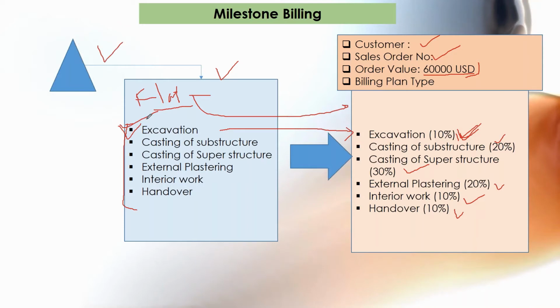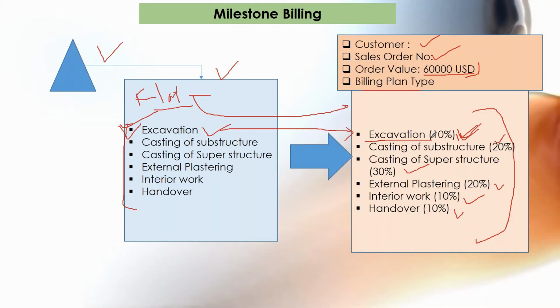We will understand how we can create milestones. Then we will see, for an existing sales order, how we can define the billing plan, how we can get all these milestones into the sales order, and how we can confirm this activity. Based on this activity, how exactly it is going to trigger here in SD.